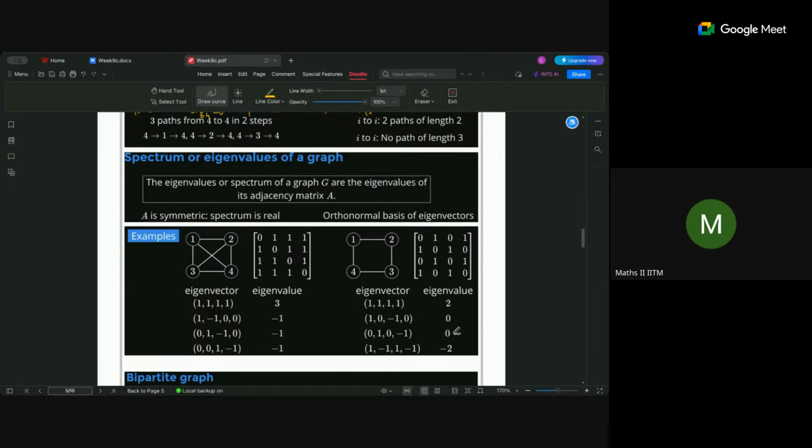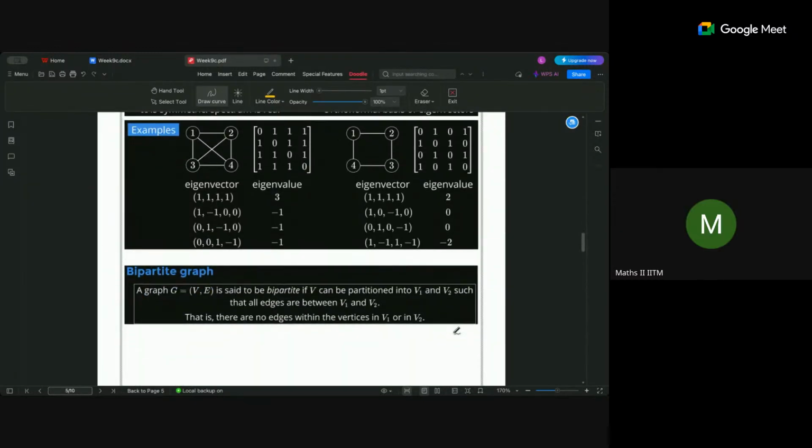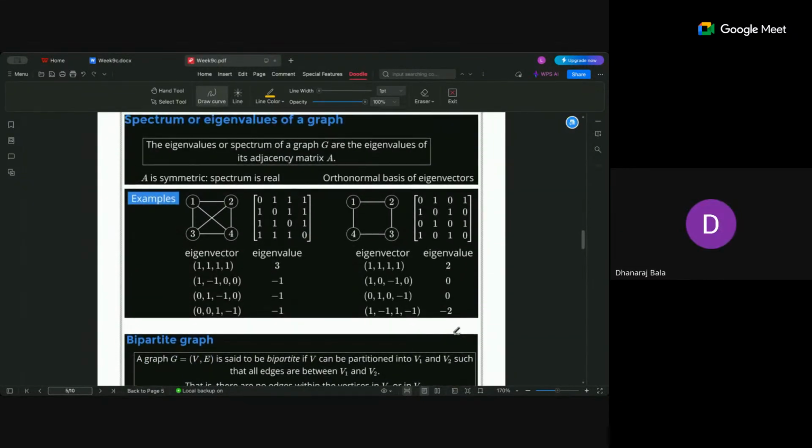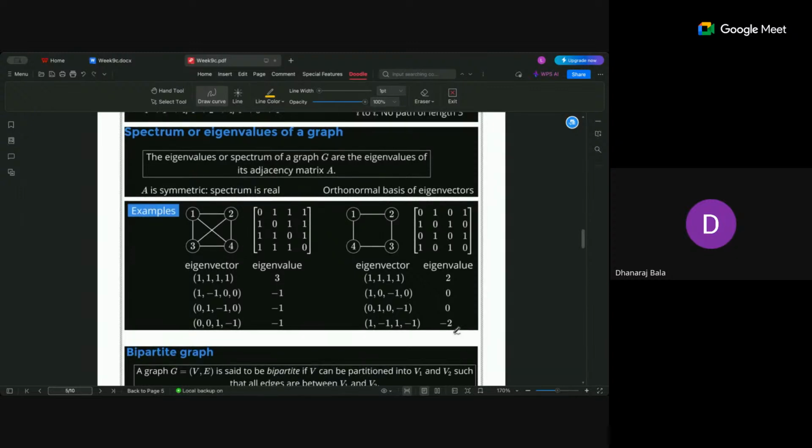These are some adjacency matrices, their corresponding eigenvalues and eigenvectors. Okay, fine. I'm hearing the terminology spectrum for the first time. Is it the same as eigenvalues? Yes, spectrum pertains to a graph, right? It's not for a matrix. Since we are using a graph here, the word spectrum is used.